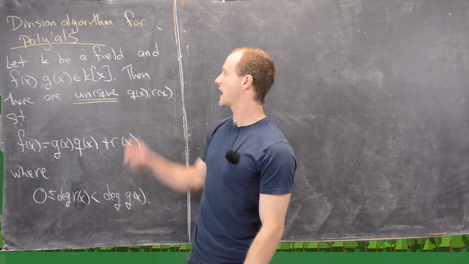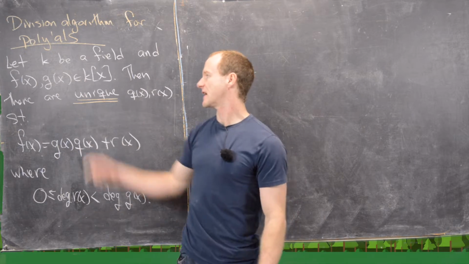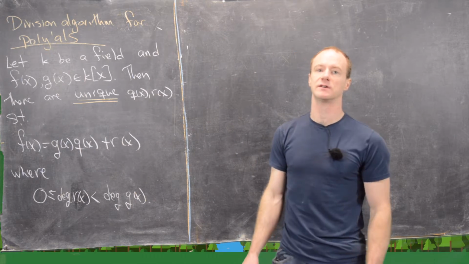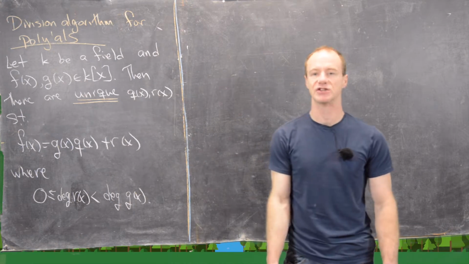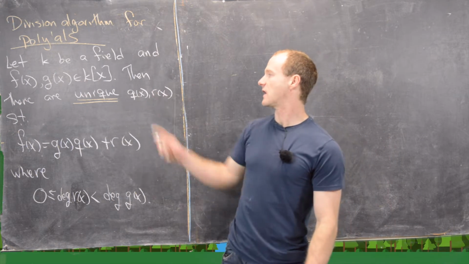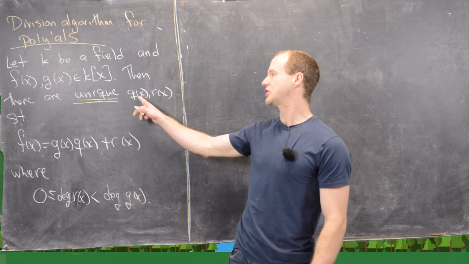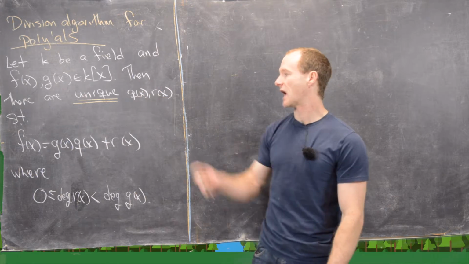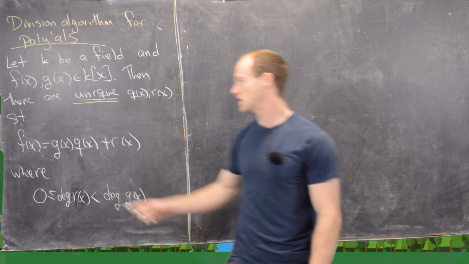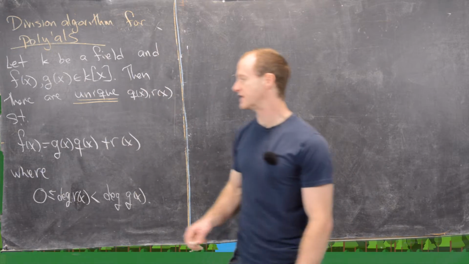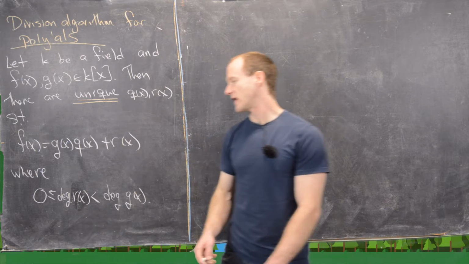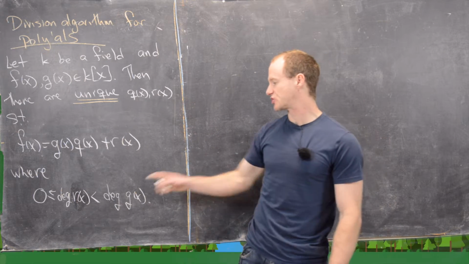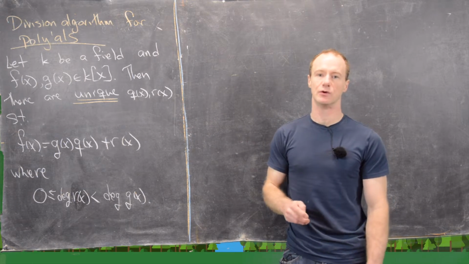So let's let little k be a field and f of x and g of x be polynomials with coefficients in that field. In other words, they're in the polynomial ring k adjoin x. Then there are unique polynomials q of x called the quotient and r of x called the remainder, such that f of x equals g of x times q of x plus r of x. Then we have the degree of r of x is bigger than or equal to 0, and it's strictly less than the degree of q of x.